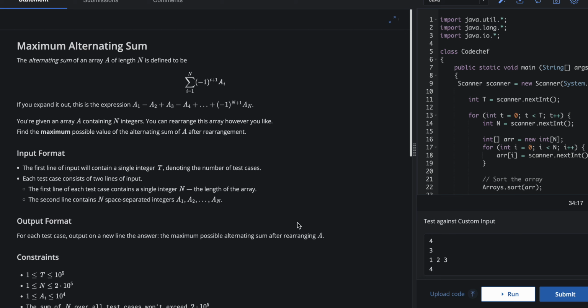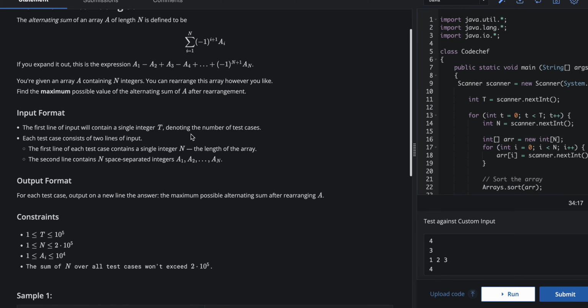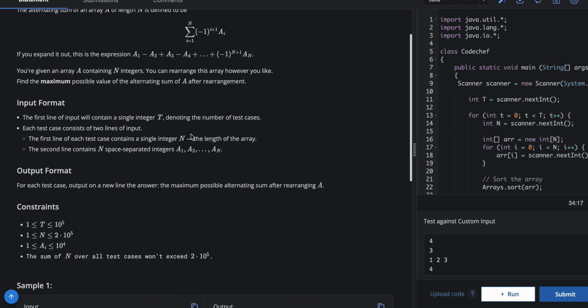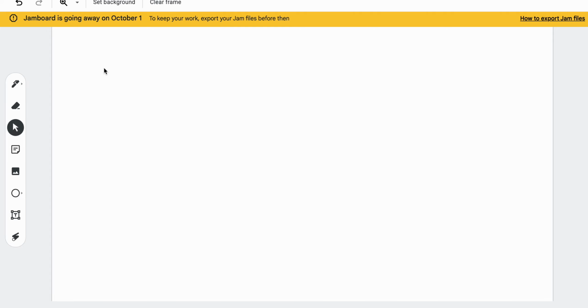So friends, this is the second video of the CodeSap contest which is going on, which is maximum alternating sum. In this question we are given an array of length n and we have to find the alternating sum which is maximum. So first, let's understand this question. What is given in this question?